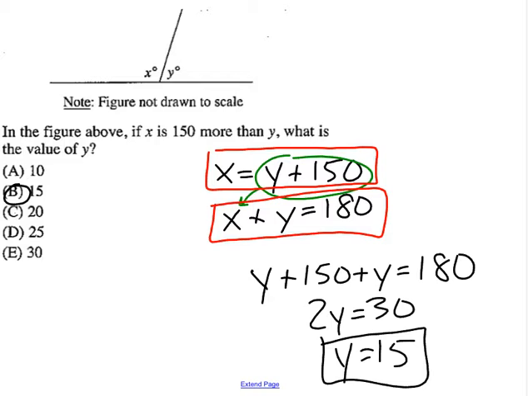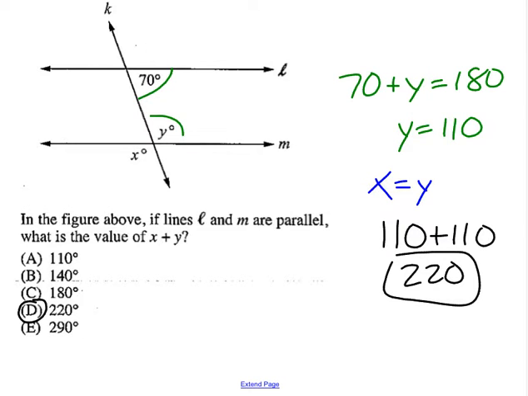You can plug one into the other, or I could guess and check. So I could start with 20 and say, okay, if that's supposed to be 150 more, that'd be 20. And the other angle would be 170 since it's 150 more. That's too much, that's 190. So then I try maybe 15 and see that it works as well. So either way, I get my answer of B, 15.